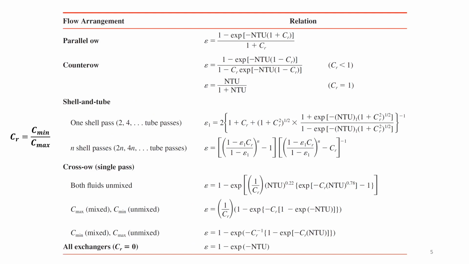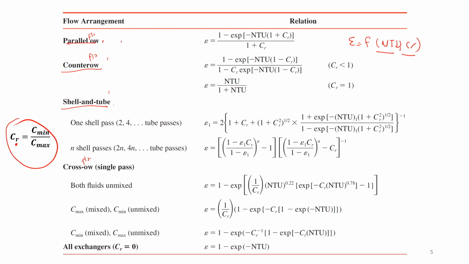Again, epsilon can be calculated from equations. We have these equations here, with everything written in terms of C min over C max, which is the capacity ratio. So everything is a function of NTU and CR, the capacity ratio. If you know NTU and CR, you just check the geometry: parallel flow, counter flow, shell and tube, cross flow, all heat exchangers. You should be able to pick your equation based on the flow arrangement.